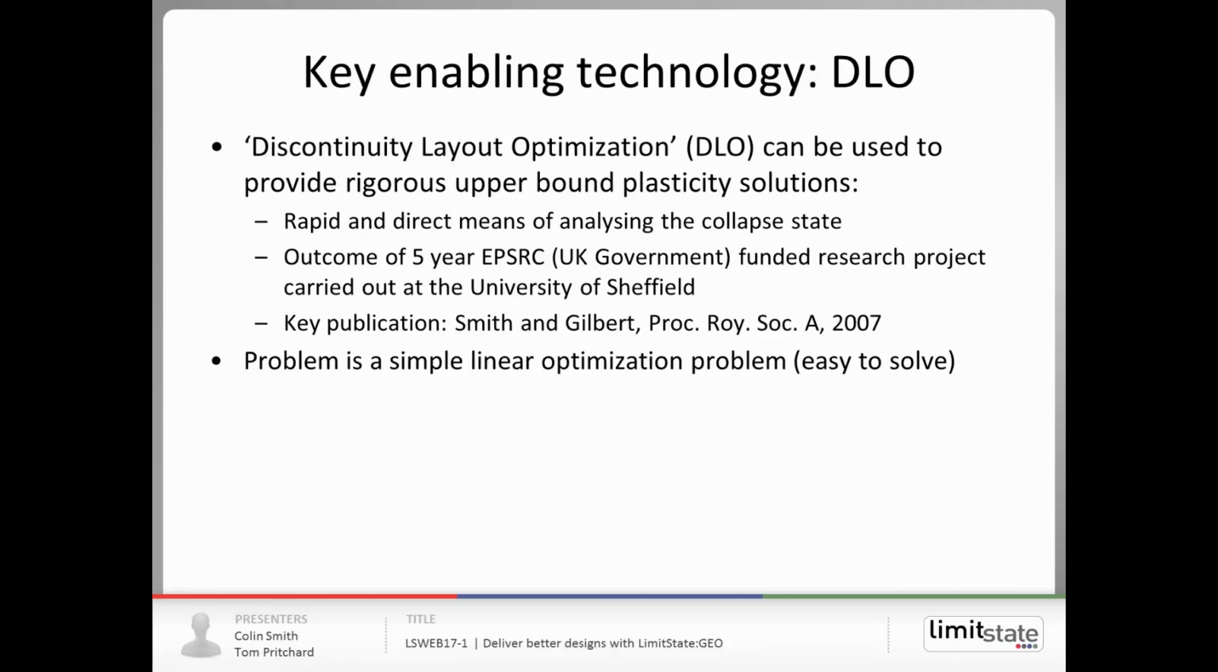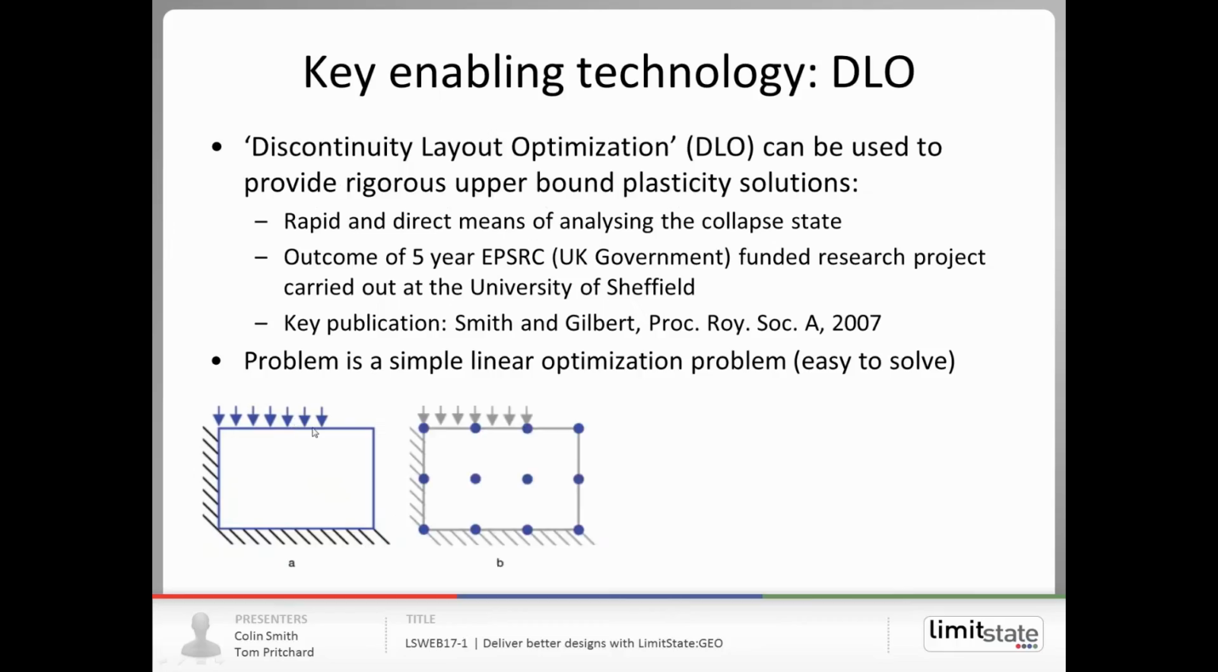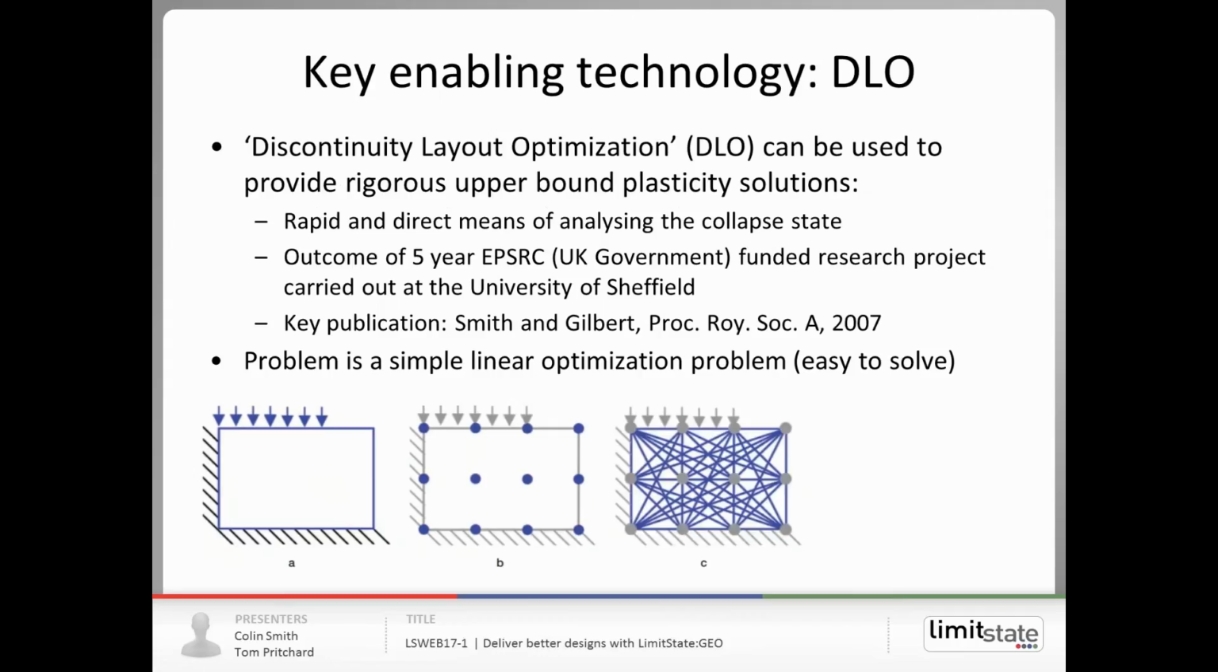I can illustrate pretty quickly in 4 images how the core method works. Here we have a very simple problem: a rectangular block of soil with fixed boundaries to the left and the base, and a load to the surface. Instead of dividing it up into elements as in a finite element approach, we populate the domain with nodes. Here I've got 12 nodes, 4 by 3. And we connect every node to every other node with potential slip lines. That is in total 66 possible slip lines in this case.